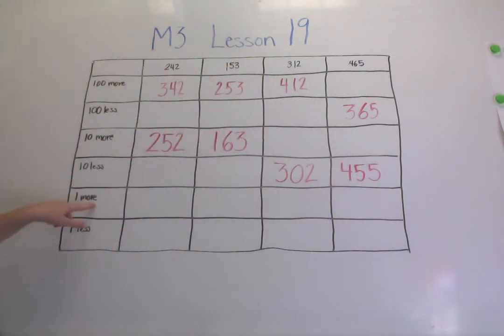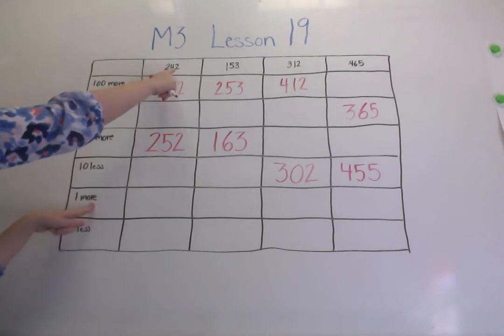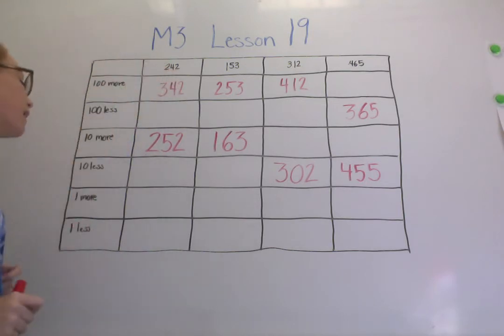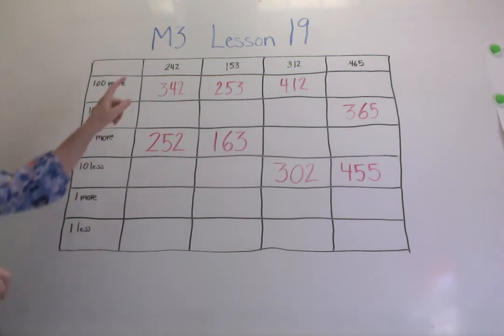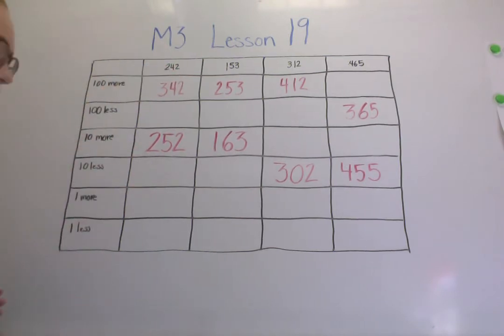Next says 1 more. If I have the number 242, I have to figure out what's going to be 1 more than 242. Well, I have my hundreds, my tens, and my ones place. Which place is being changed? Well, I have to think. It says 1 more. So it sounds like my ones place is being changed.